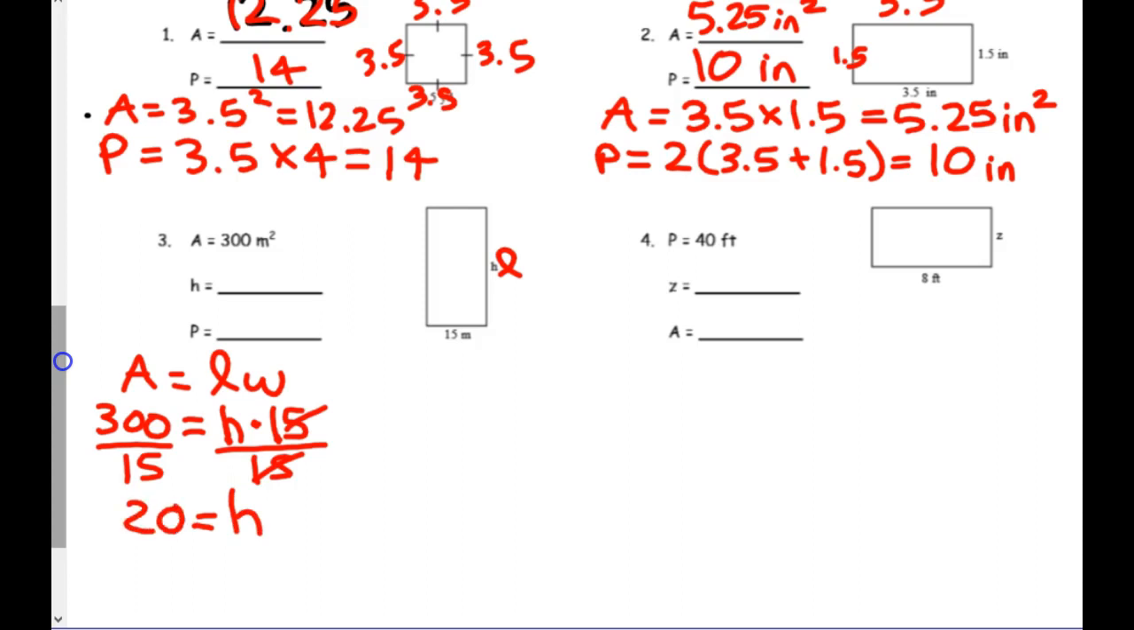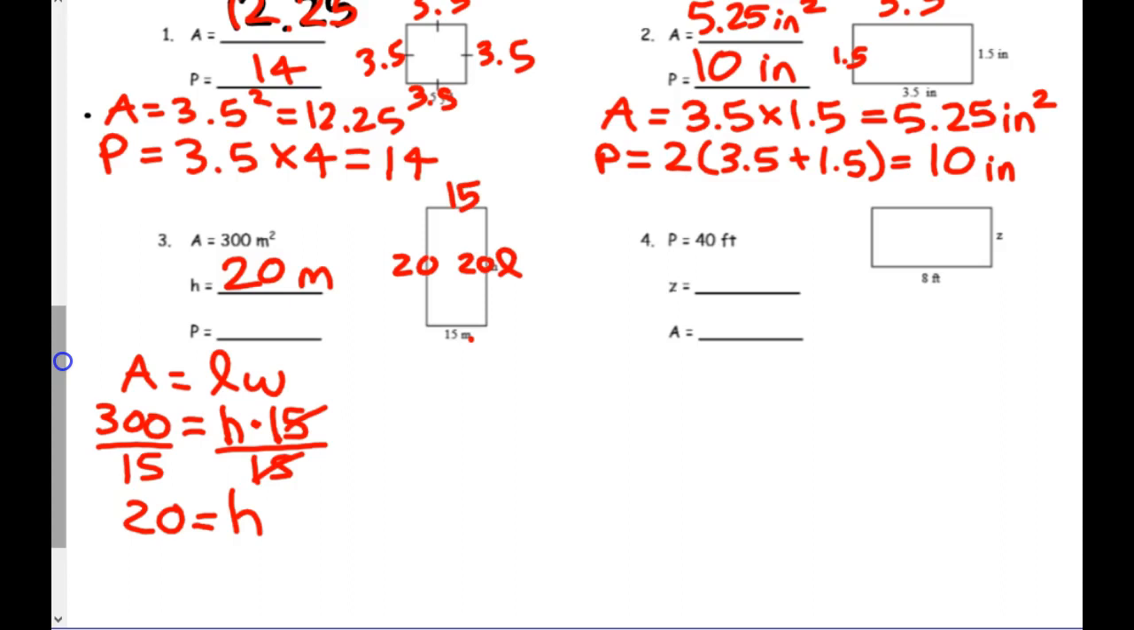20. Okay? So my height is going to be 20, and my units are meters. 20 meters. Okay? So I can actually fill that in. I got 20 here, which means I have 20 here. I got 15 up here. So can you add all 4 sides to get your perimeter?